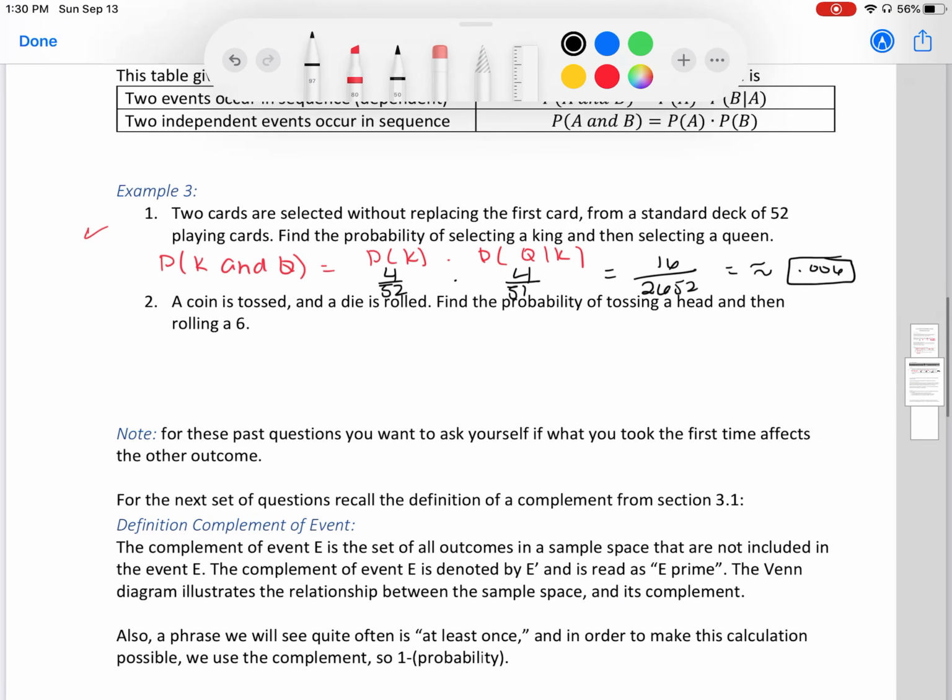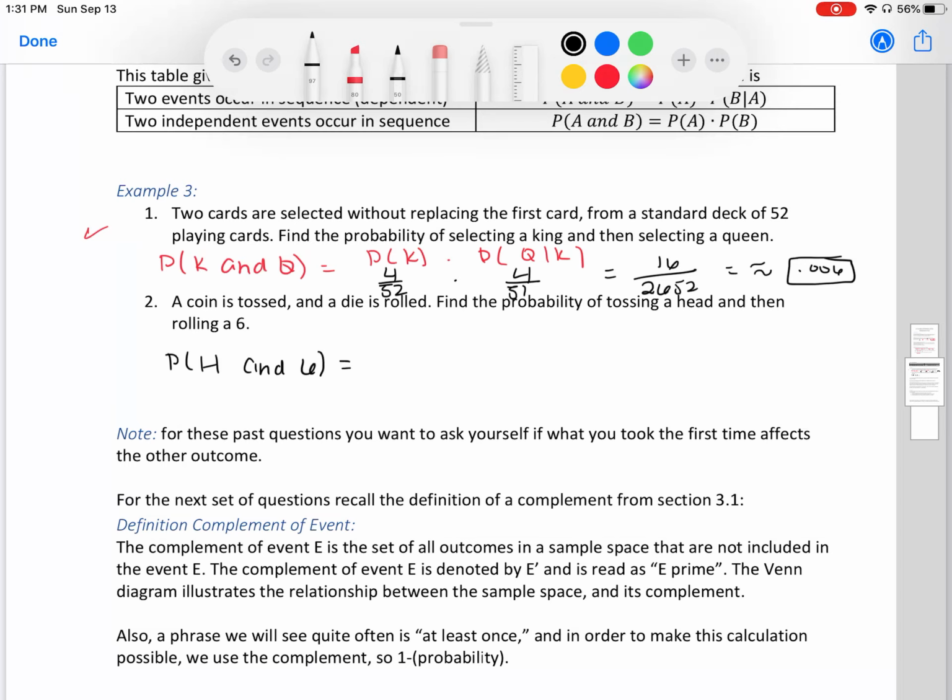2. Rolling a coin. A coin is tossed and a die is rolled. Find the probability of tossing a head and then rolling a 6. Okay, so for this one, we want the probability of H and 6. Looking for a head and getting a 6.